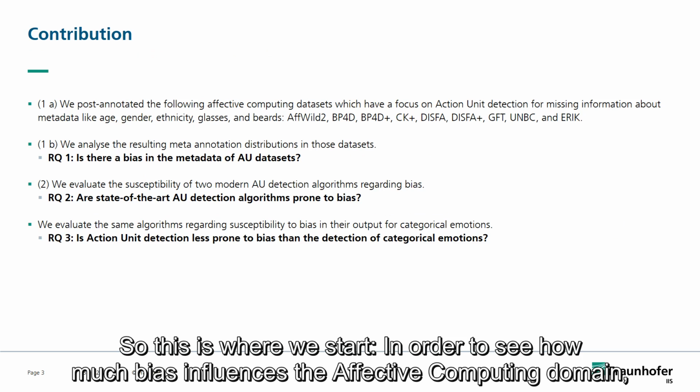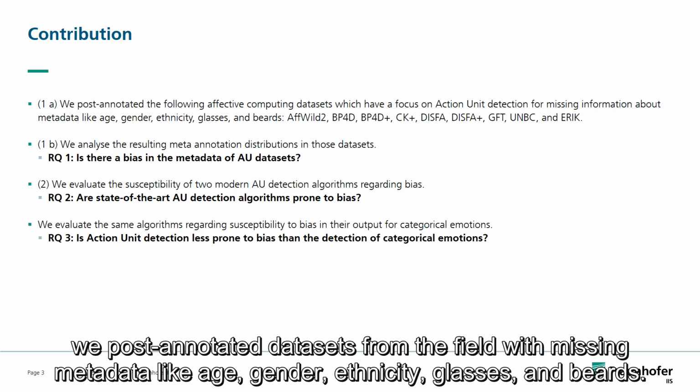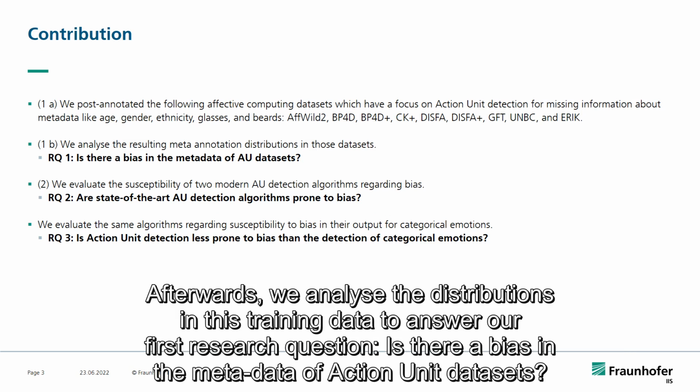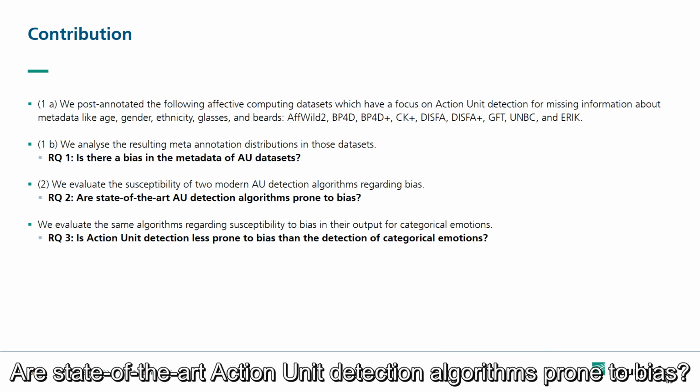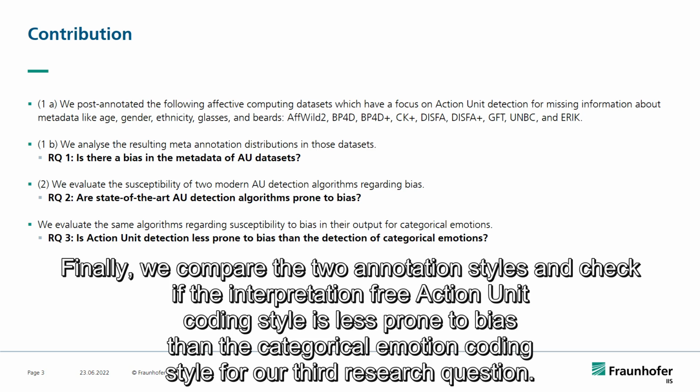In order to see how much bias influences the affective computing domain, we post-annotated datasets from the field with missing metadata like age, gender, ethnicity, glasses, and beards. Afterwards, we analyzed the distributions in this training data to answer our first research question. Is there a bias in the metadata of action unit datasets? Then, we evaluate two modern action unit detection algorithms with regard to bias in order to answer our second research question. Are state-of-the-art action unit detection algorithms prone to bias? Finally, we compare the two annotation styles and check if the interpretation-free action unit coding style is less prone to bias than the categorical emotion coding style for our third research question.